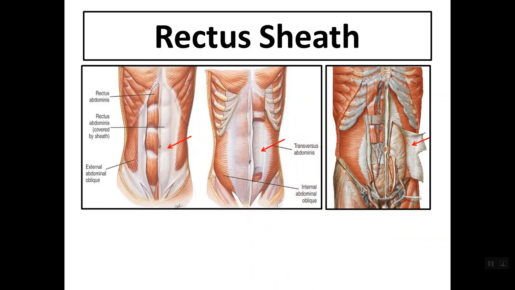The last part of our lecture is the rectus sheath. As we said before, these three thin sheet muscles are fleshy laterally, and medially they become aponeurotic. This aponeurosis medially will form the rectus sheath. The rectus sheath, according to the level, will consist of different layers.